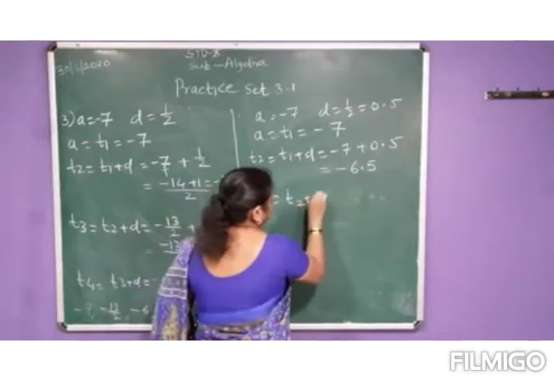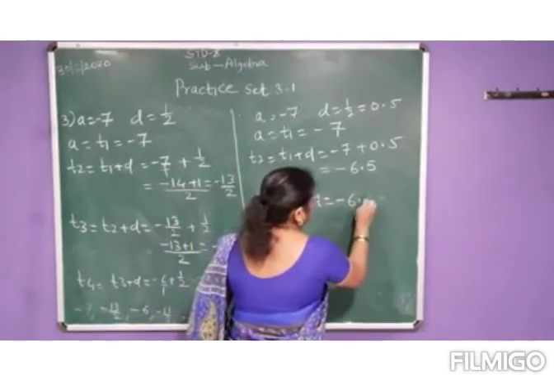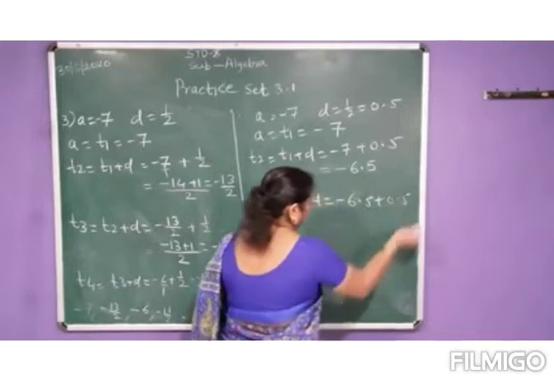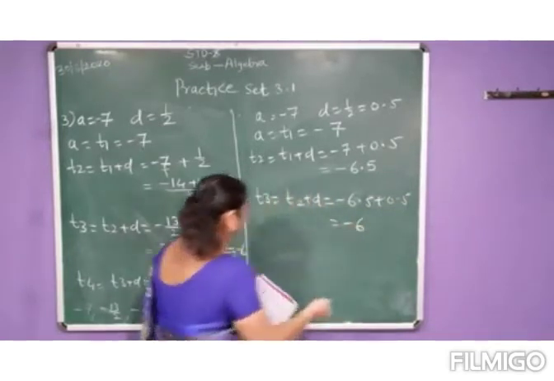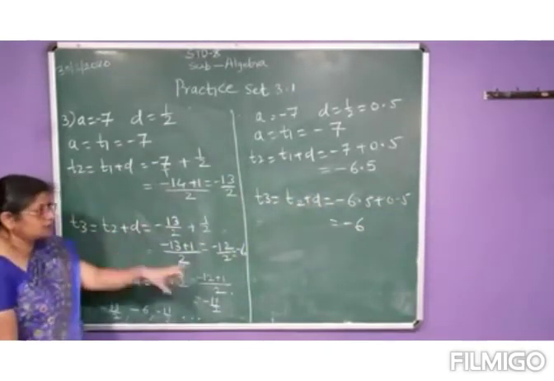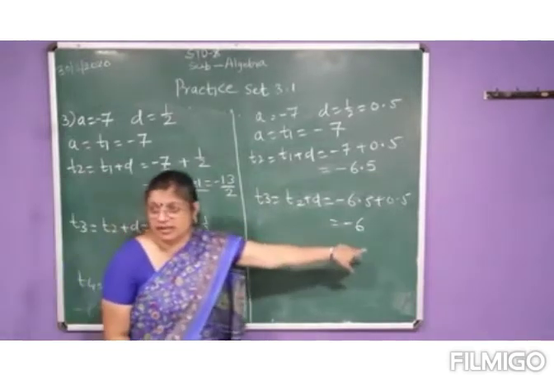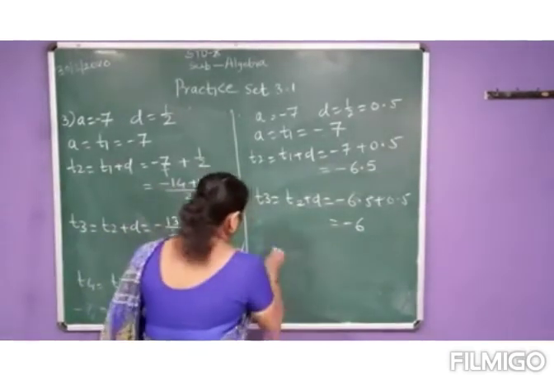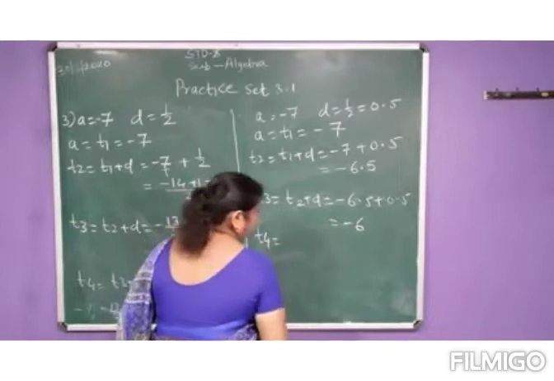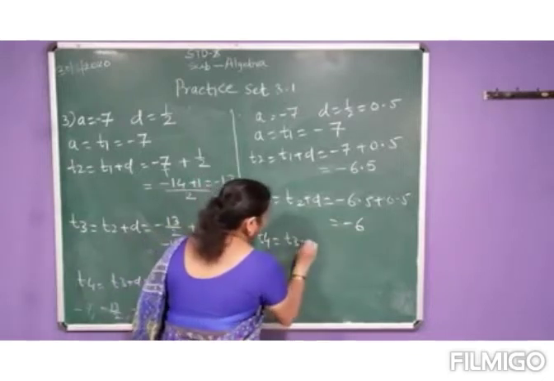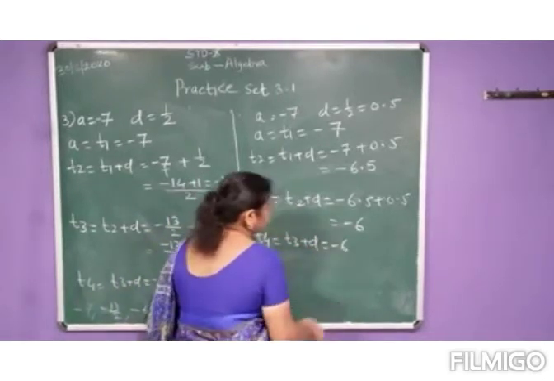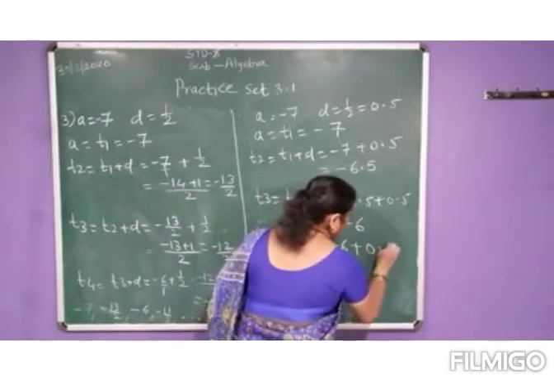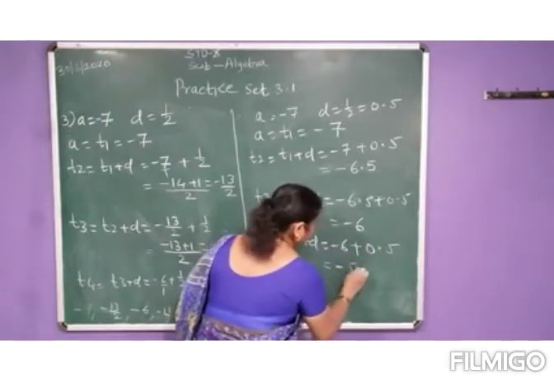T2 plus D, that is minus 6.5 plus 0.5. So what answer will you get? Minus 6. If you compare, T3 is minus 6 here, and here also you are getting T3 as minus 6. Then you see T4. T4 is equal to T3 plus D, that is minus 6 plus 0.5. So you will get minus 5.5.